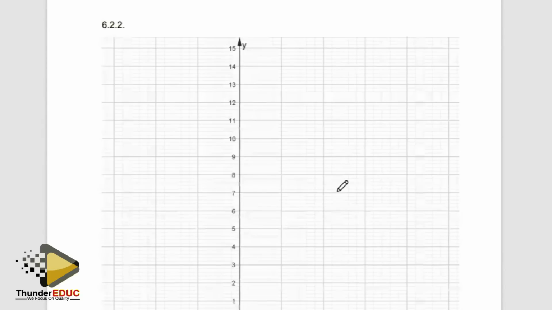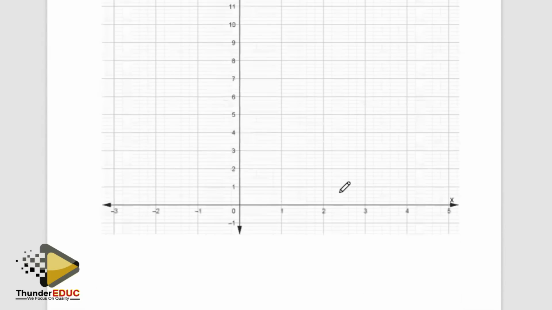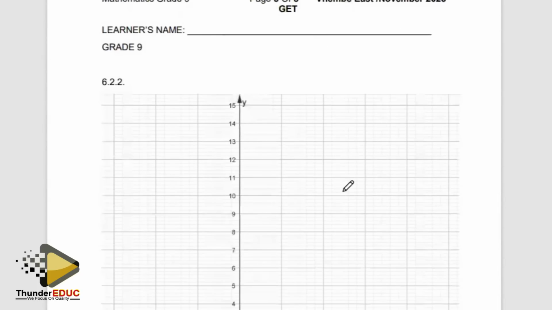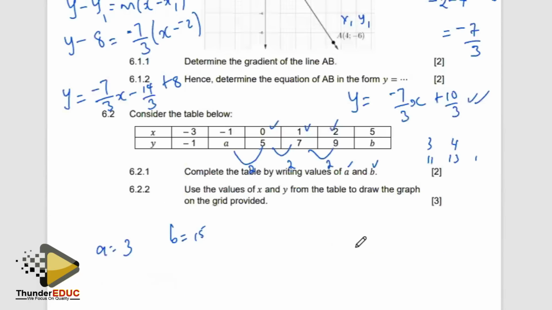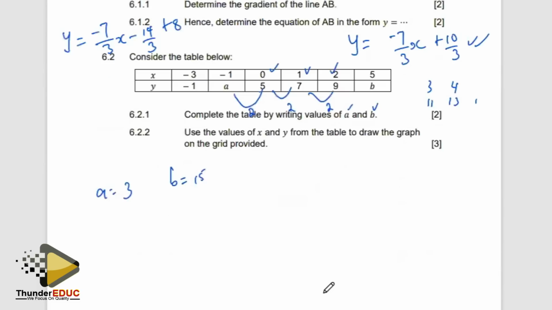And then use the tables of values of x and y from the table to draw the graph on the grid. Is this the grid? Perfect. So the numbers have been indicated for us. Now when you're drawing, we use what we call the ordered pairs. I'll try to write them down here. So negative 3, negative 1. Then we have negative 1 with 3. Then we have 0 going with 5. And so on and so forth, okay?